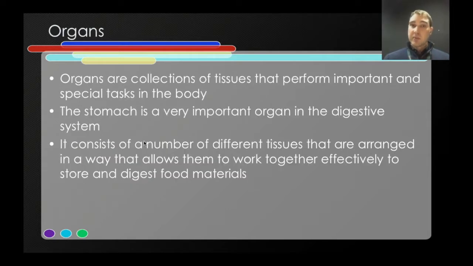So cells make tissues, and a variety of tissues together makes up an organ. An organ is a collection of tissues that perform an important or specialized task within the body. So we're going to look at an example of an organ in terms of the stomach. The stomach is a very important organ in the digestive system. The stomach is made up of a variety of different tissues that are joined together. By having those different tissue types together, you can have a particular job done. In this case, the stomach's job is to store food while it's being partially digested.